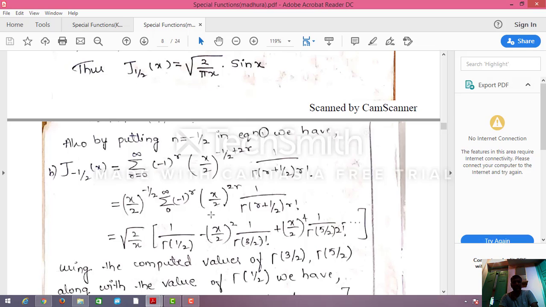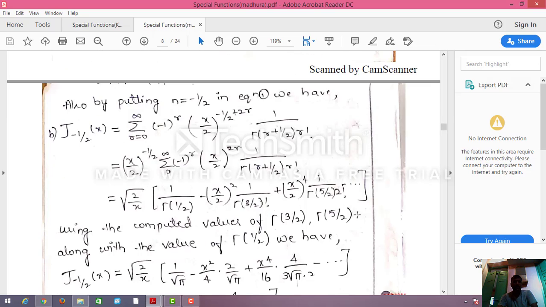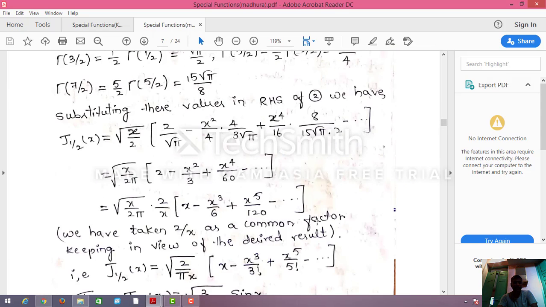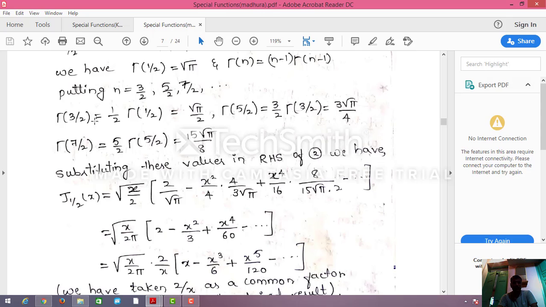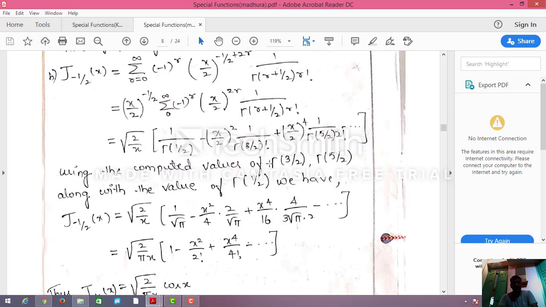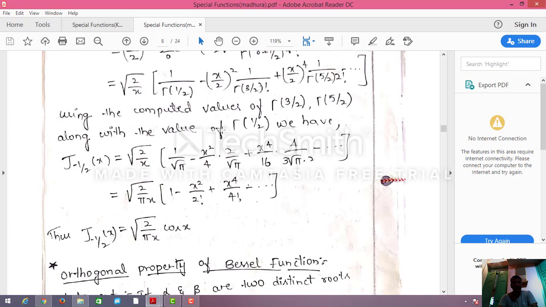plus here r equal to 2 if you give, (x/2), 2 into 2 should be 4, (x/2) whole power 4, 1 divided by, r equal to 2 means 2 + 1/2 is nothing but 5/2, into r is nothing but 2 factorial. So, if we simplify this, already I told that gamma of 3/2, gamma of 5/2 values, already we simplified here. That gamma of 3/2 value should be root pi by 2. What is gamma of 5/2 is 3 into root pi by 4. I am going to substitute here.